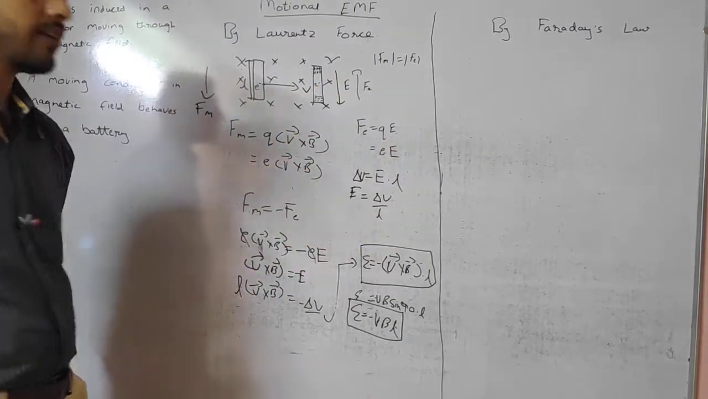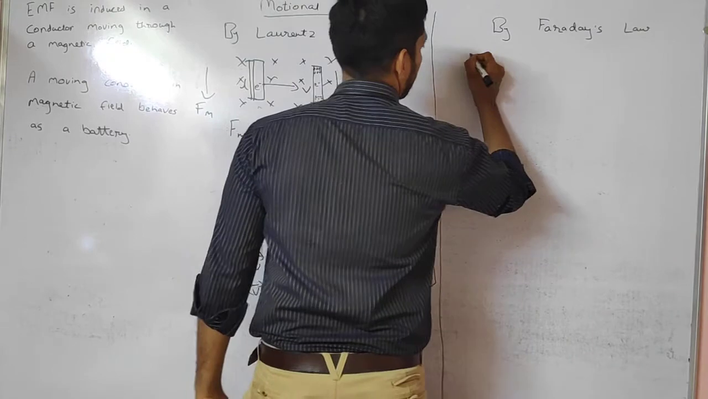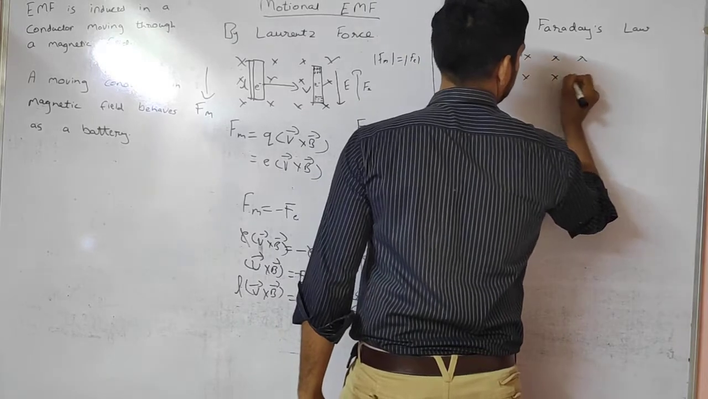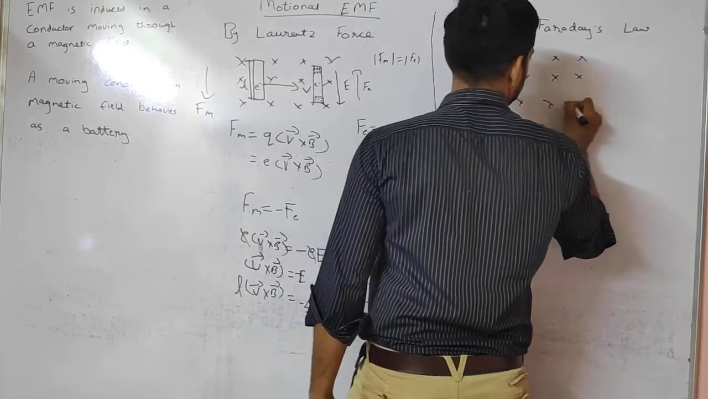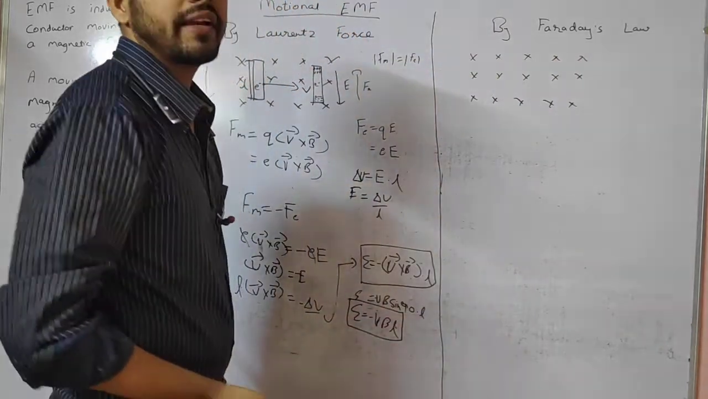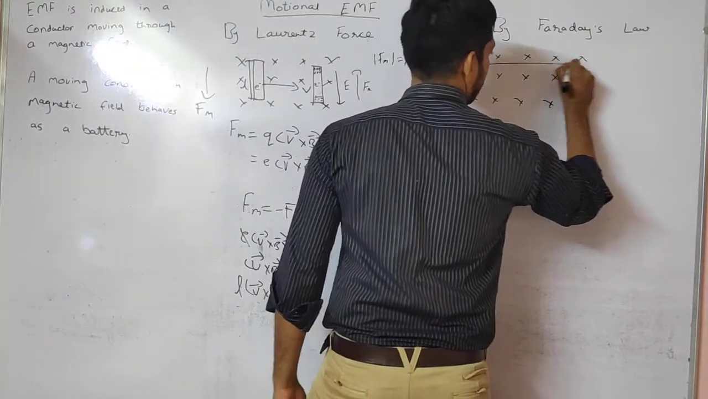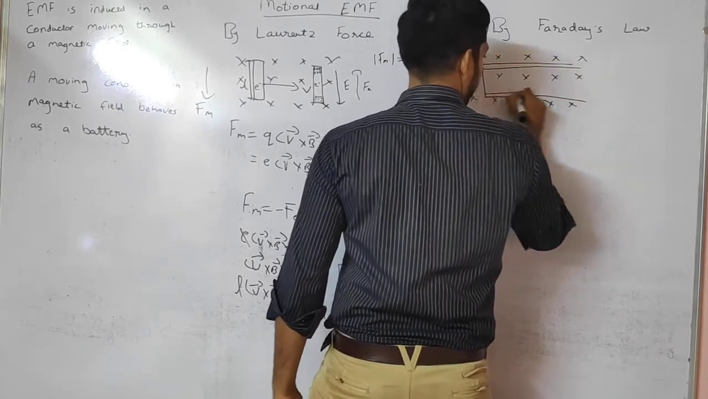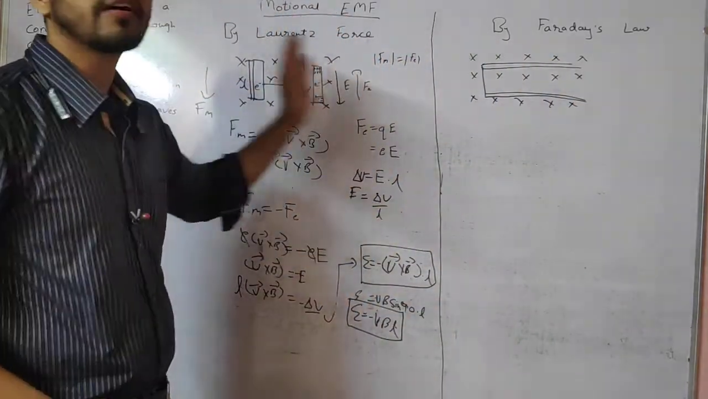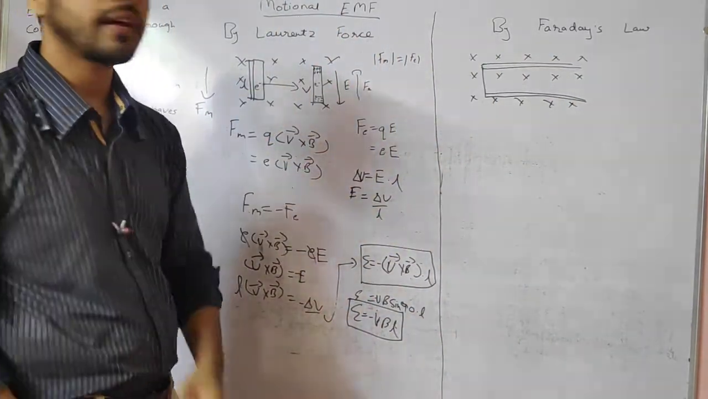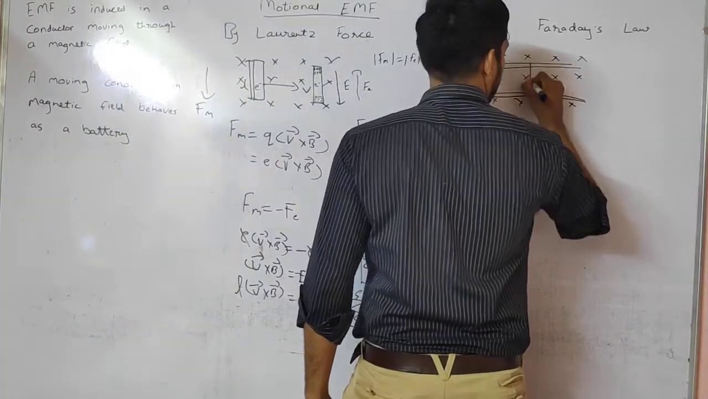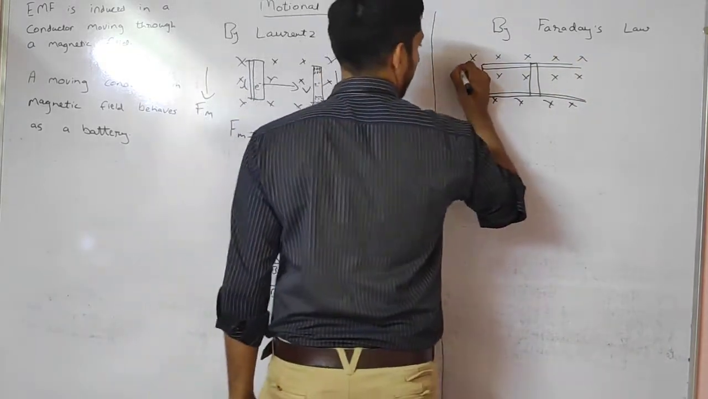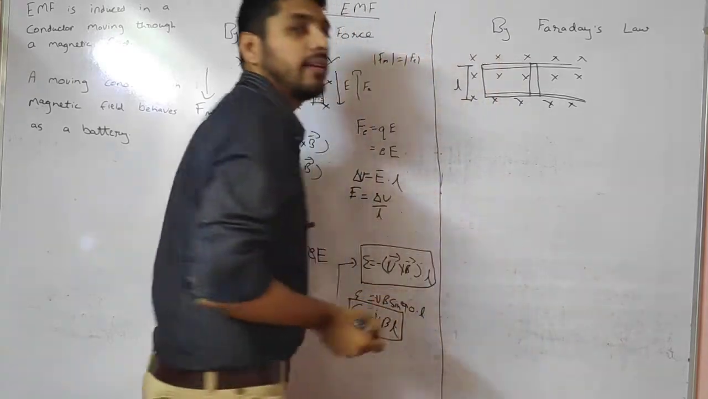Then we'll move towards Faraday's law. What happens in Faraday's law? Suppose we again have a magnetic field. We'll take rails, okay, these are rails on which a conductor can slide. Suppose we put a conductor over here whose length is L.